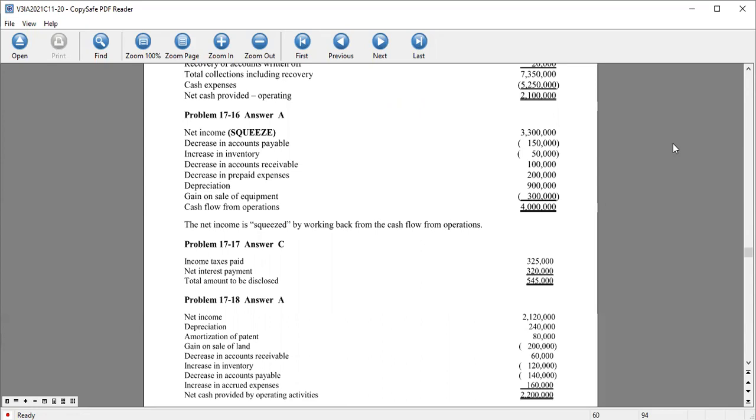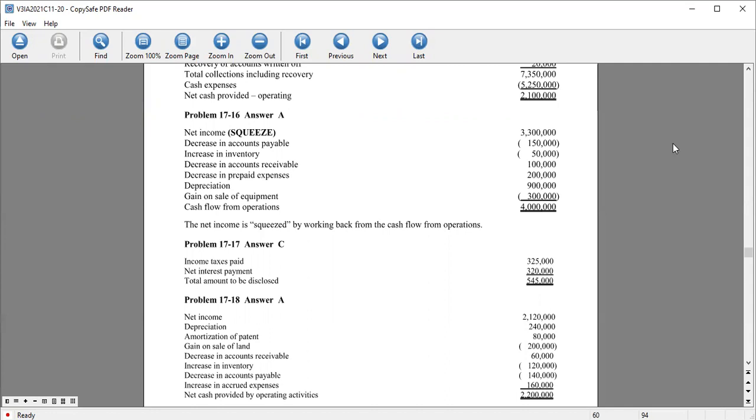Then we have the gain on sale of equipment. We have to deduct it, being considered as other income. The amount of gain is 300,000. Then we have the depreciation in the amount of 900,000. Normally, we add depreciation, being a non-cash expense.